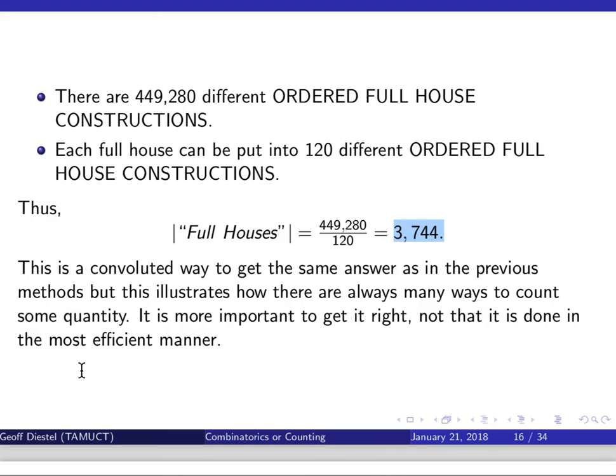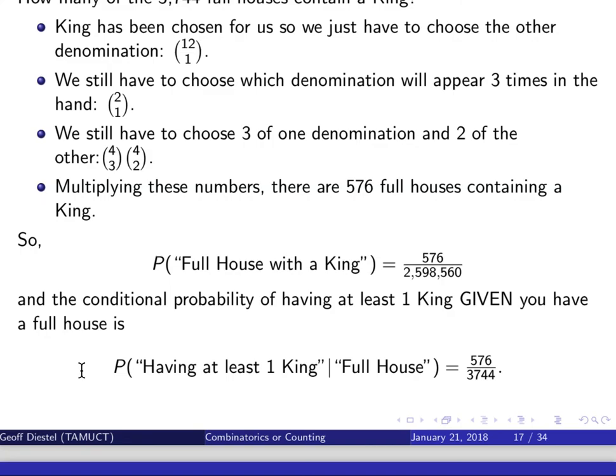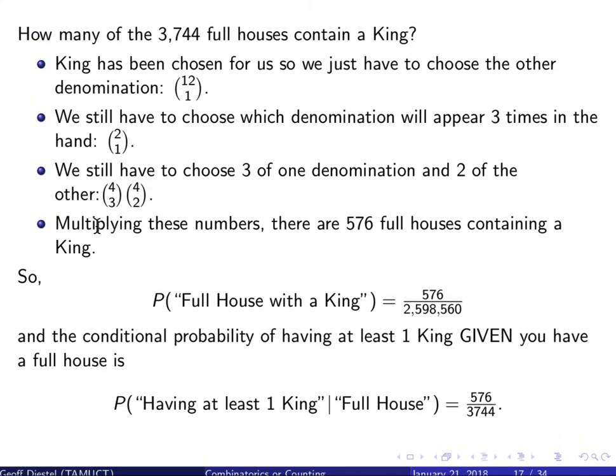So let's look at another type of problem we could see. How many of the 3,744 full houses contain a king? Well, what we're saying is we have to have a full house, but we already know it has to have either 2 kings or 3 kings. So the first thing we do is let's choose one of the 12 other denominations to be the other denomination in the hand. So there's 12 choose 1 ways that could happen.